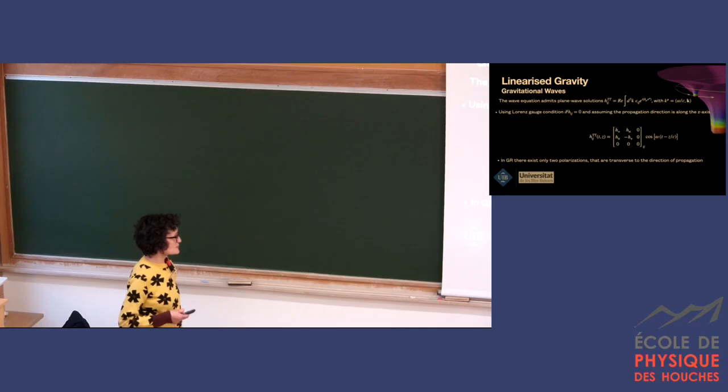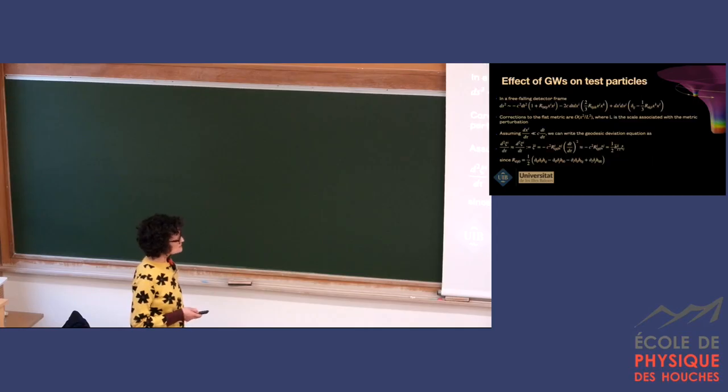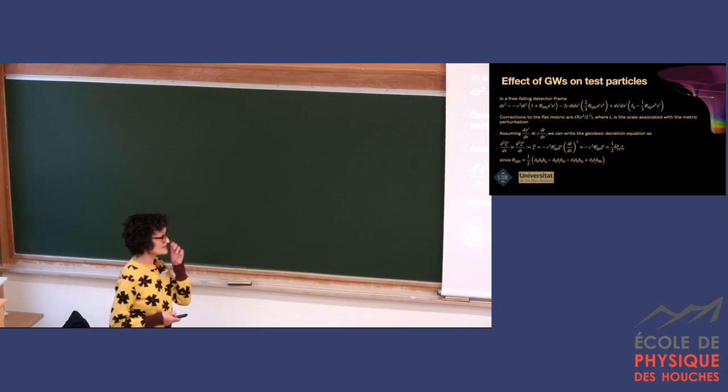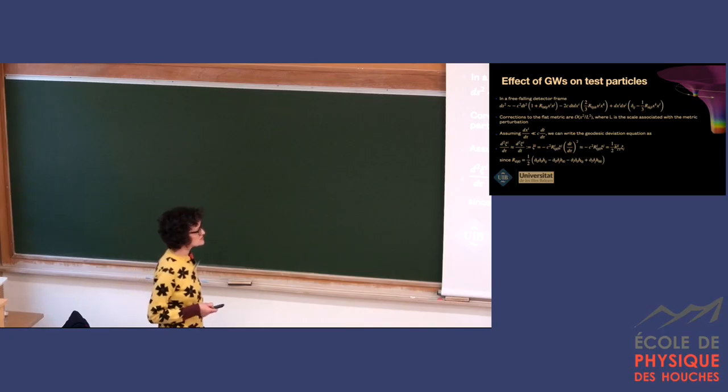So the summary of all of this is that we have only two, and they are transverse to the direction of propagation that is indicated by this wave vector k. Okay, so now just a little recap of how we relate this to the geodesic deviation equation.